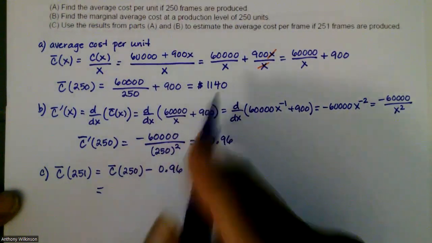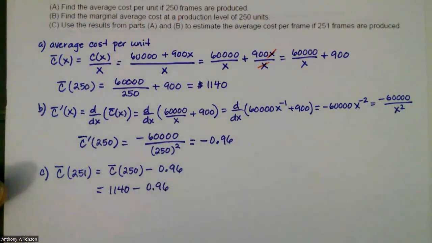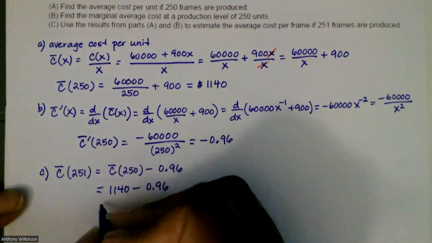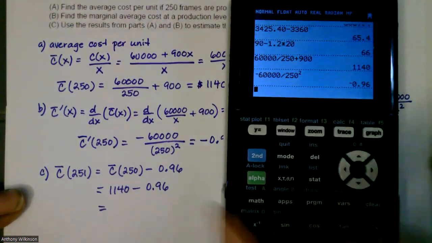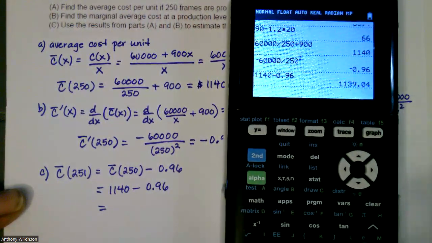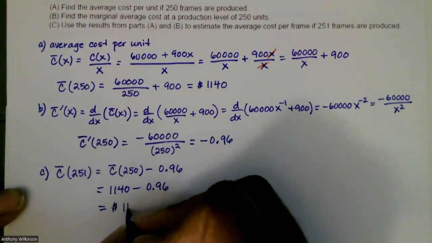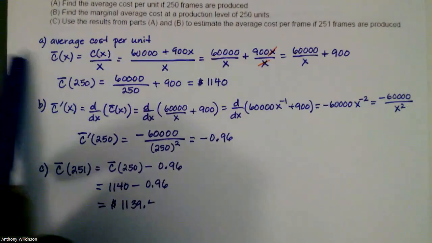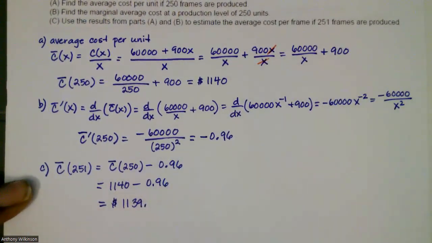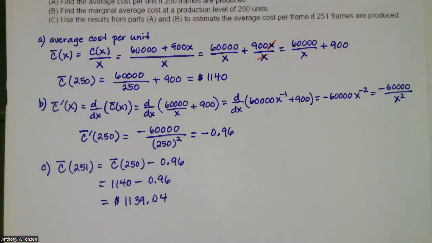So C bar of 250 was 1140 minus 0.96. So 1140 minus 0.96 would be approximately $1,139.04. All right, so this represents the estimate of the average cost per frame if 251 frames are produced.